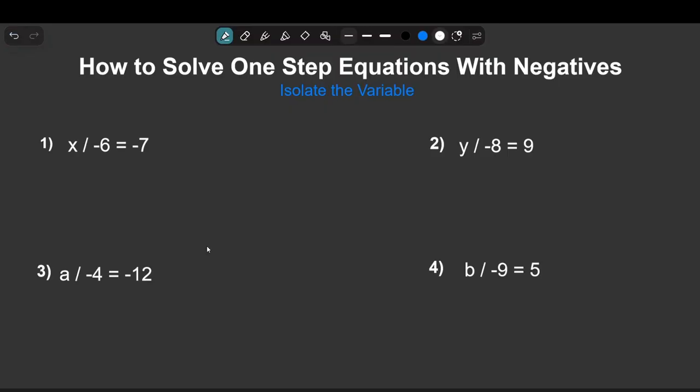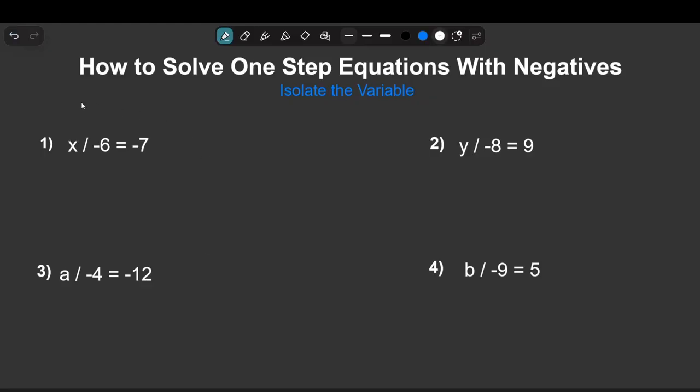In this video I'm going to cover how to solve one-step division equations with negatives. Now, when we solve one-step equations, we want to isolate the variable, which means get it by itself. Basically, we want to undo whatever is being done to the variable, that way the variable is by itself on one side of the equation. We do this by using the inverse or opposite operation. And keep in mind, it is very important that whatever is done to one side of the equation must be done to the other side. That keeps everything balanced and equal.